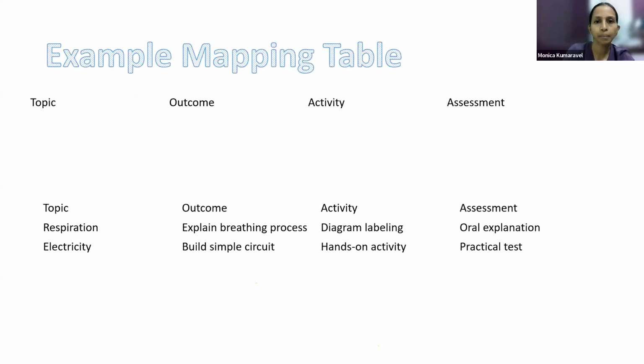This is called a mapping table. I hope you must be doing it in CBSE. So: topic, outcome, activity, assessment. You can have a mapping table for yourself. For example, today I'm teaching the respiration topic, and my outcome is to explain the breathing process. For the breathing process, a diagram is very important. So using the diagram or any animation, I'll show them inspiration, what is expiration, and what happens to the ribs, lungs, and muscles during inspiration and expiration. Everything I can show using diagram labeling or even animation tools. For assessment, I may give an oral explanation about the breathing process.